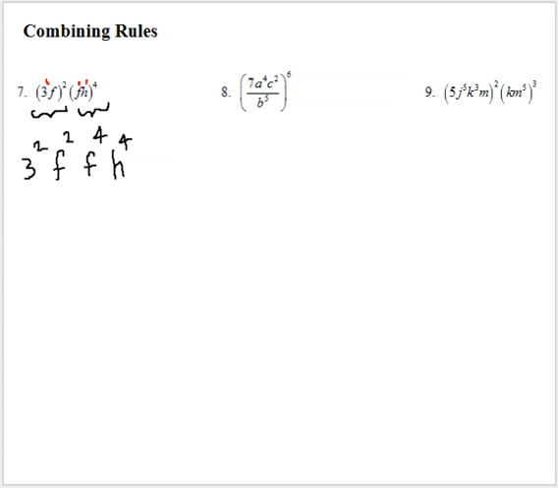Good. Now, can I combine any of these? Elaine, can I combine any of these? Yes. Which one can I combine? I know this is 9. Right, we can combine these two as f to the power of, Sandra, that would be f to the power of what? 6, right? Add them, 2 plus 4. Good. So that would be 9 f to the power of 6, h to the power of 4.